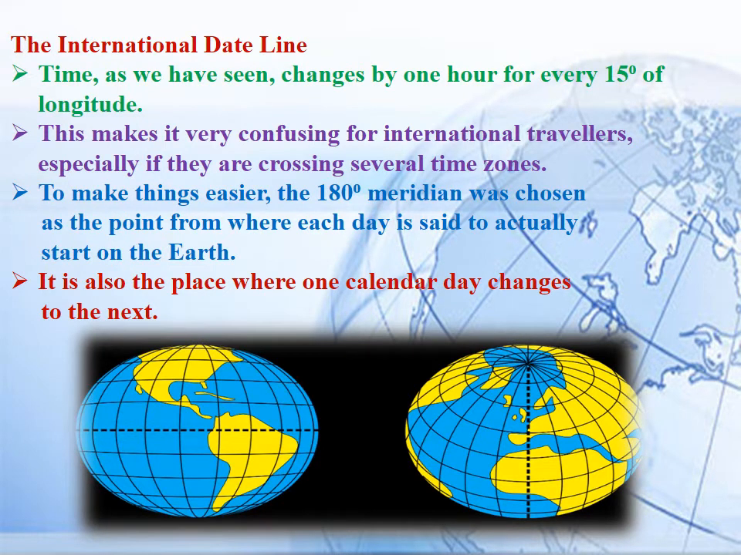The international dateline. Time, as we have seen, changes by 1 hour for every 15 degrees of longitude. This makes it very confusing for international travelers, especially if they are crossing several time zones. To make things easier, the 180-degree meridian was chosen as the point from where each day is said to actually start on the earth. It is also the place where one calendar day changes to the next.